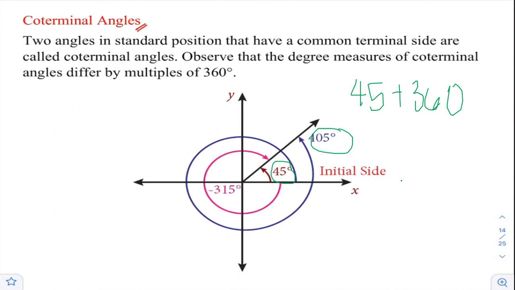Next, what is the negative coterminal angle of 45? 45 minus 360, answer? Negative 315. Negative 315. Nagets po.